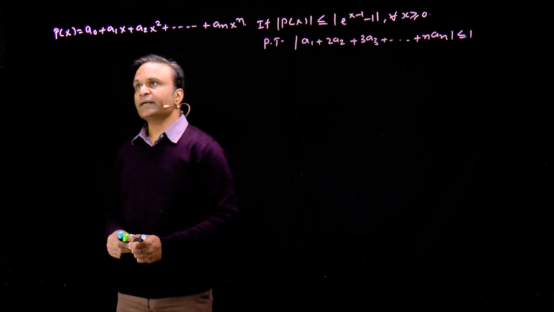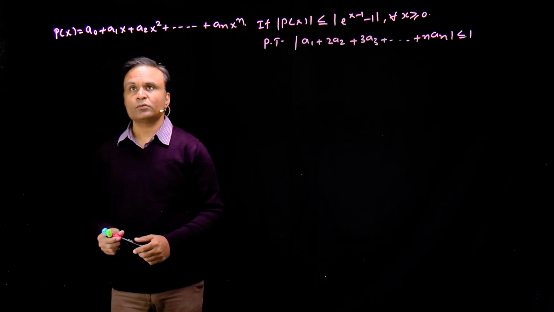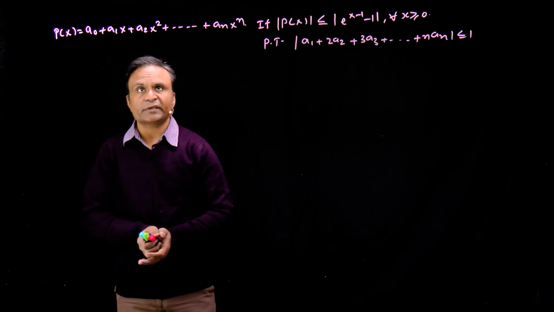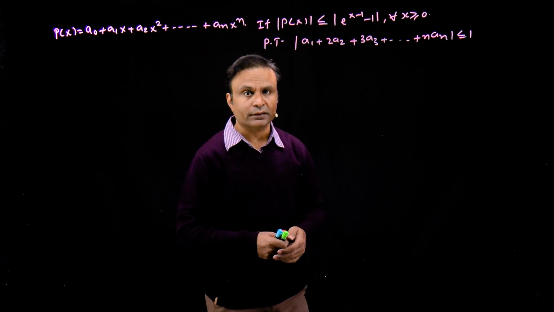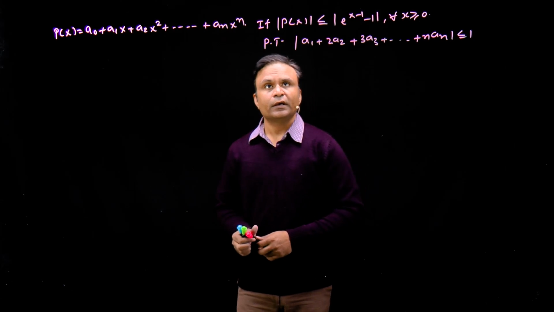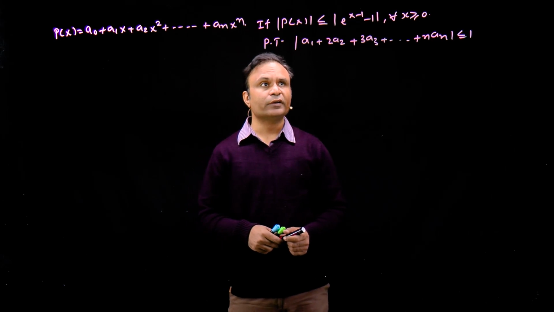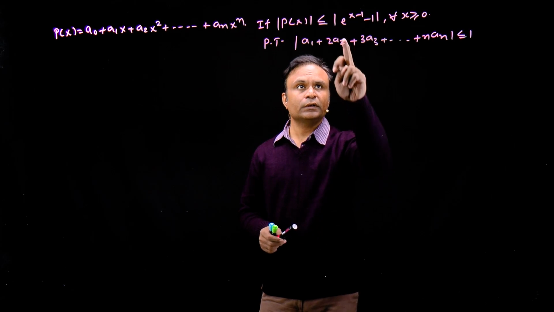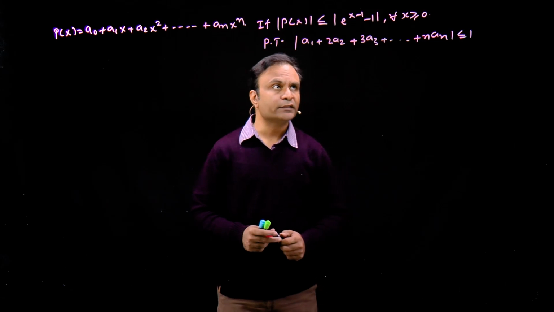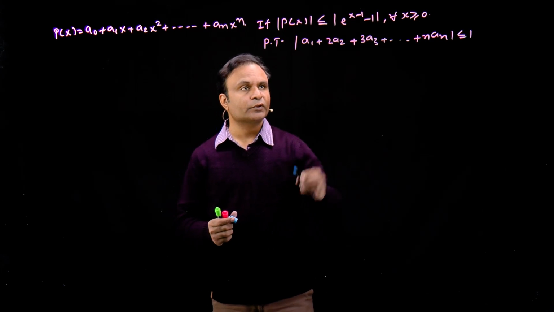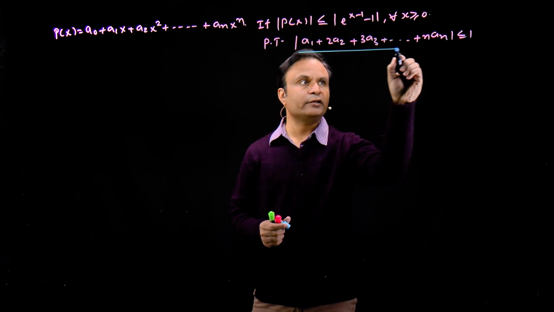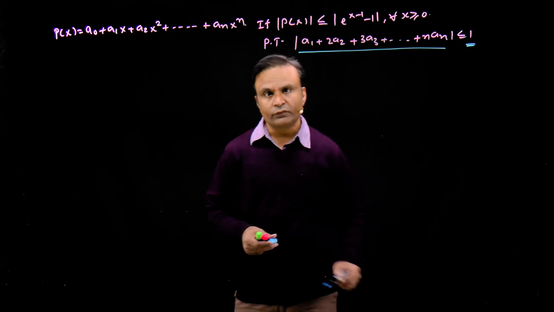Okay, now let's try one last question asked in the IIT JEE exam. The question is, if a function p(x) is equal to a0 plus a1x plus a2x square up to an x power n. In fact, function p(x) is a polynomial of degree n. If modulus of p(x) is less than or equal to modulus of e power x minus 1 for all x greater than or equal to 0, then we have to prove that modulus of this value is less than or equal to 1.